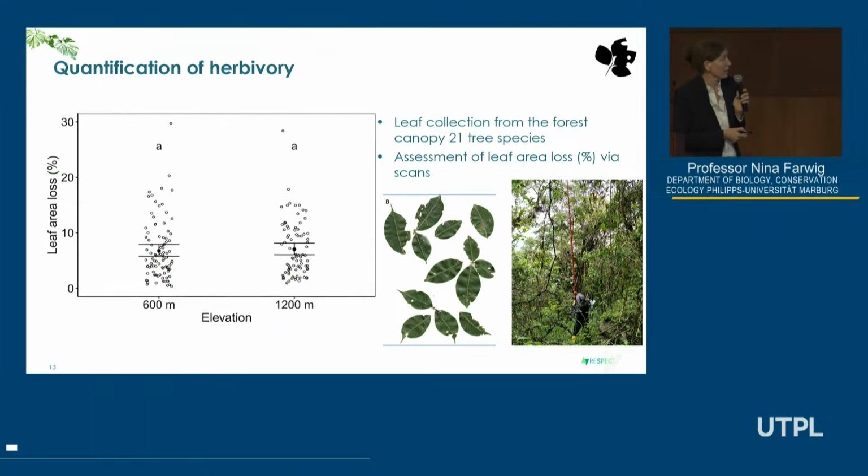We also compared the leaf area loss across the two elevations, and you can see here, which is kind of predicted from what we have assessed across all the different tree species before, that we did not find a difference in the leaf area loss of the leaves collected from the tree crowns along the elevational gradient.